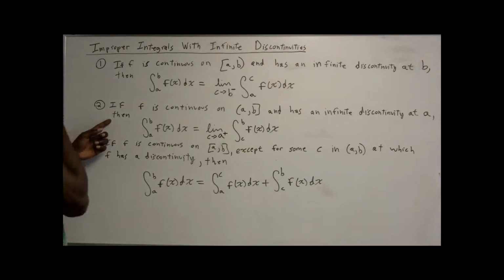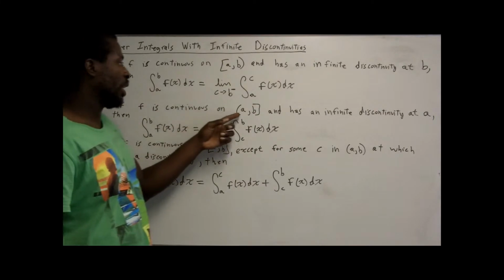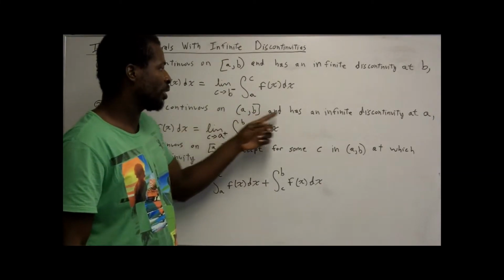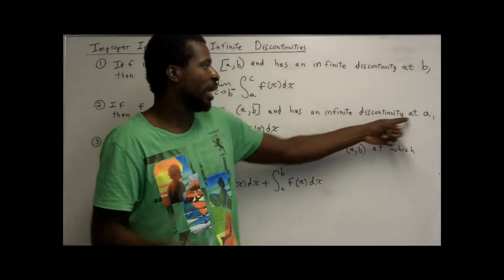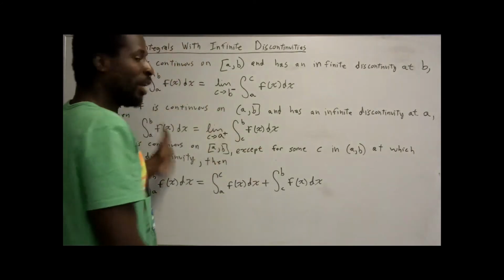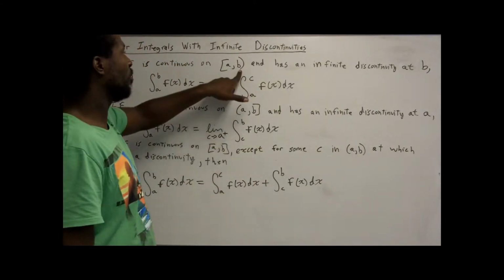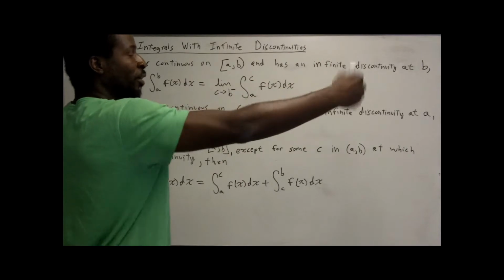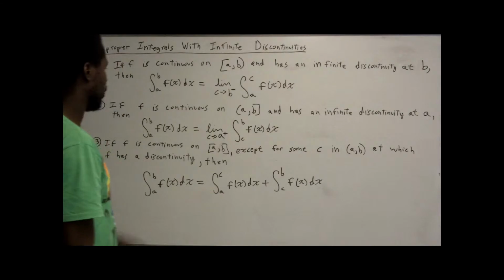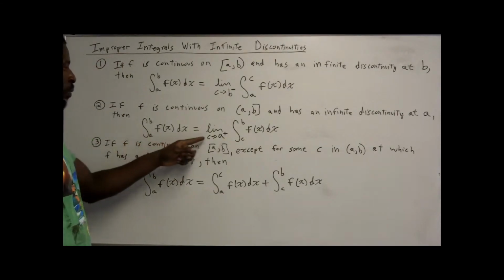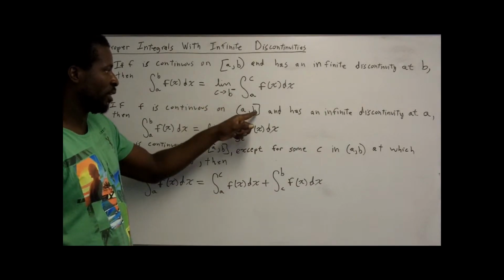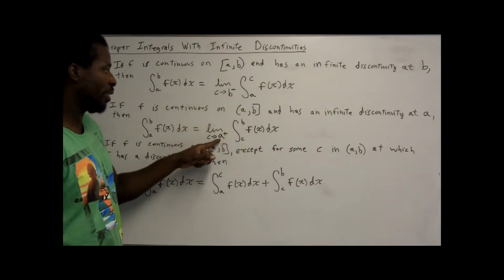Now for number 2, f is continuous on the half-open interval that doesn't include a but includes b. It doesn't include a because there's an infinite discontinuity, or a vertical asymptote, at a. So this is the case where the vertical asymptote is on the left side of your interval. Before, the vertical asymptote was on the right side, or at the end of your interval. Then here's the limit: we're doing the limit as c approaches a from the right.